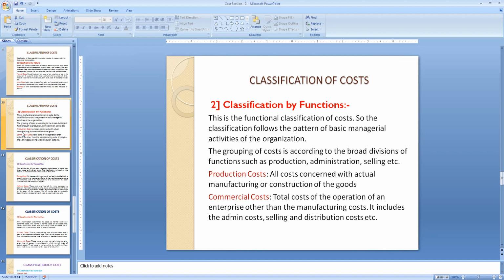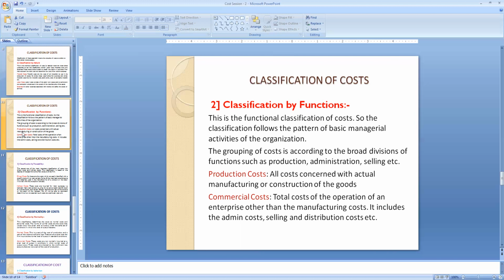This can also be called a factory cost and works cost. And the next, commercial cost, is nothing but the cost other than the prime cost or production cost, namely the administration cost and marketing and selling cost, right? Administration cost means the expenses which cannot be directly related to production, marketing, or the research department, right?